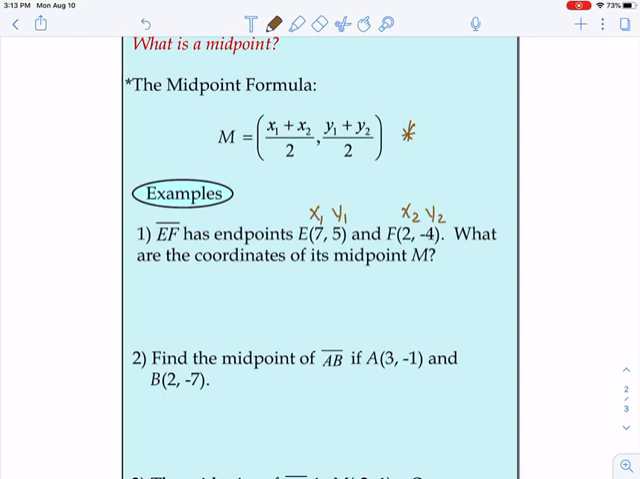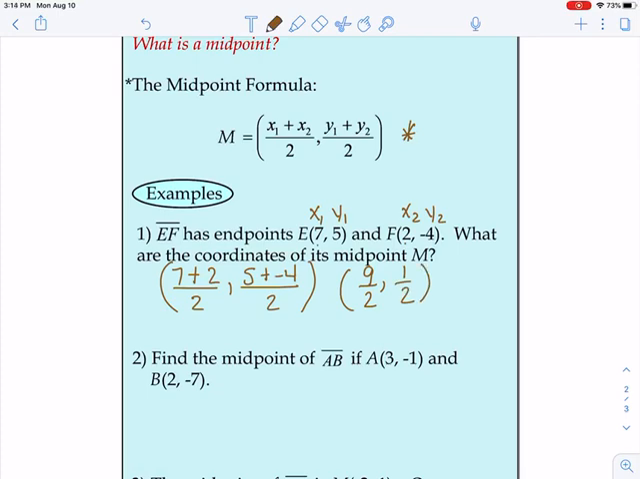So I'm going to replace my x1 and my x2 with the 7 and the 2, and I'll replace my y1 and my y2 with my 5 and my negative 4. So x1 is 7, x2 is 2, so I'm going to have on the top there 7 plus 2, and we'll divide that by 2. And for my y's, I'm going to have 5 plus negative 4, and divide that by 2. Okay, let's stick with this left-hand one. That 7 plus 2 will give me an answer of 9, so I'll do 9 divided by 2. And for the right-hand one, 5 plus negative 4 will give me 1, and I'll have 1 divided by 2.